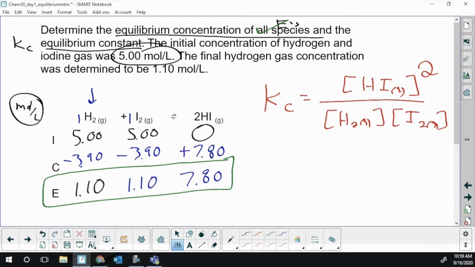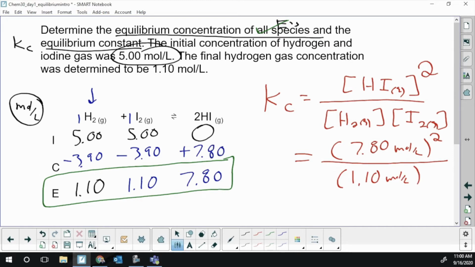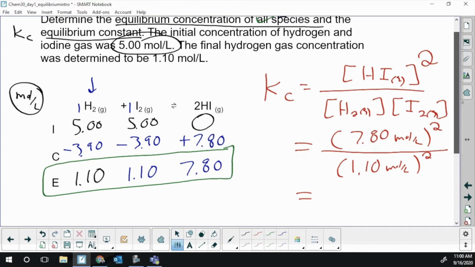Now I'm ready to plug in. 7.80. I just really want to emphasize you have to use moles per liter here, so I'm writing them in, and then I have to square that. I move to the bottom, 1.10 moles per liter for my hydrogen. The iodine happens to be the same value, so I can skip a step mathematically and just square it. Now, it happens to work out that my units cancel.